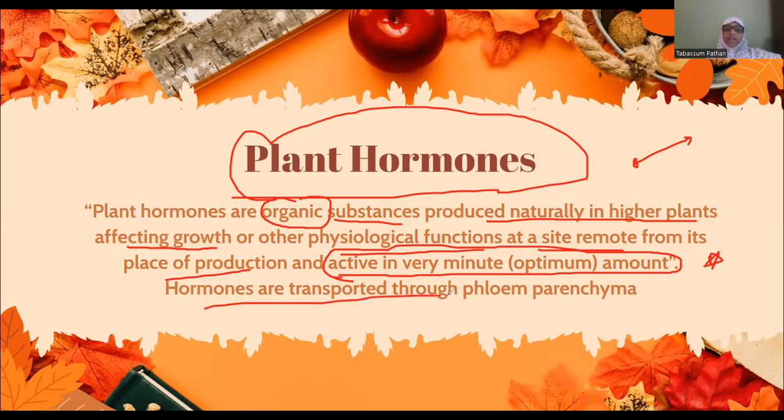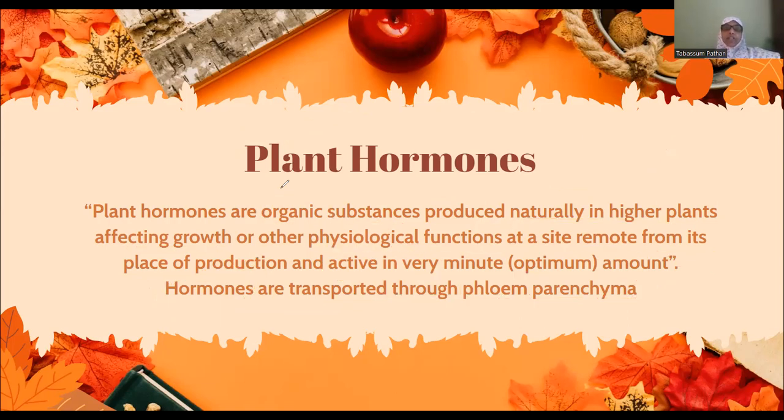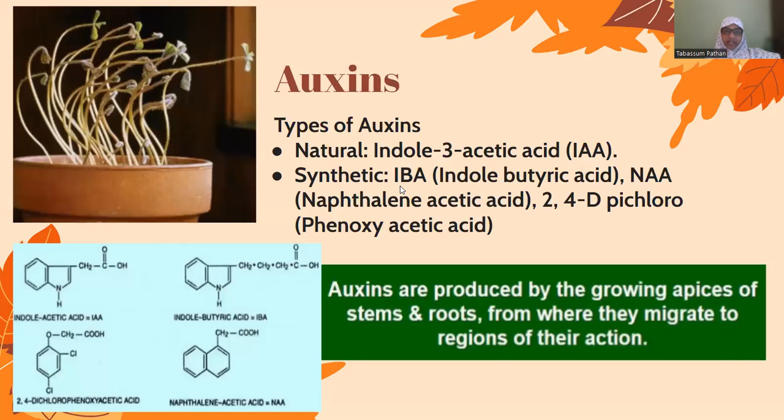So hormones are transported through phloem parenchyma. Like in animals, usually the vascular system, the blood, transports the hormone. Okay, if it is the endocrine system. Here the phloem parenchyma is the actual type of tissue which will transport the hormone to different parts of the plant wherever required. Okay, so this is a general understanding regarding plant hormones. Now we move to the first type of plant hormone, which is auxins.